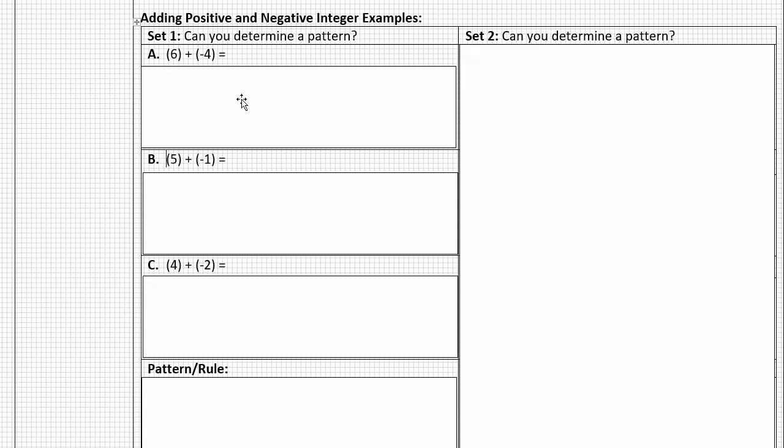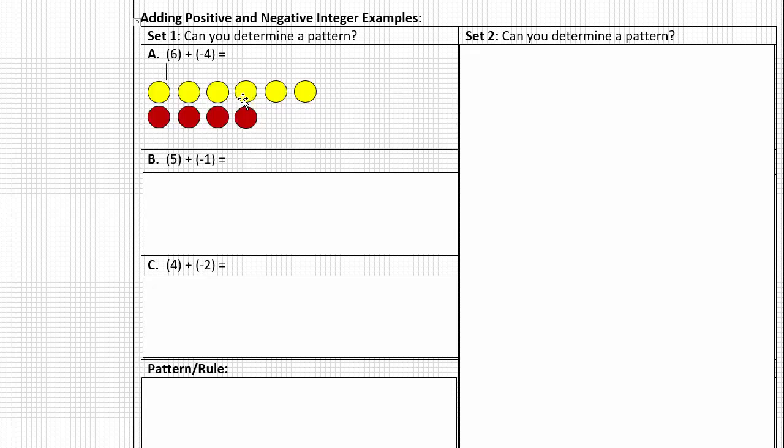Let's see how you did. For problem A, I would expect you to have 6 yellow positive integer chips lined up with 4 negative integer chips. And from our previous work, we know that zero pairs are going to cancel out. So each of these 4 sets of positive and negative integer chips will cancel out, and our final solution is positive 2. So 6 plus negative 4 is 2.